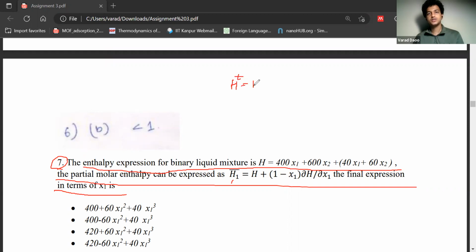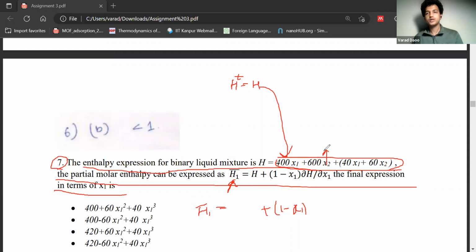This is nothing but H, and its expression is this: 400 into X1 plus 600 into X2 plus X1 X2 into (40 into X1 plus 60 into X2). Okay, and we are given the expression for this H1 bar. We just have to put it. So instead of a conceptual question, this is nothing but a mathematical question. So basically, H1 bar is nothing but H, which is this expression, plus 1 minus X1 multiplied by the derivative of this.